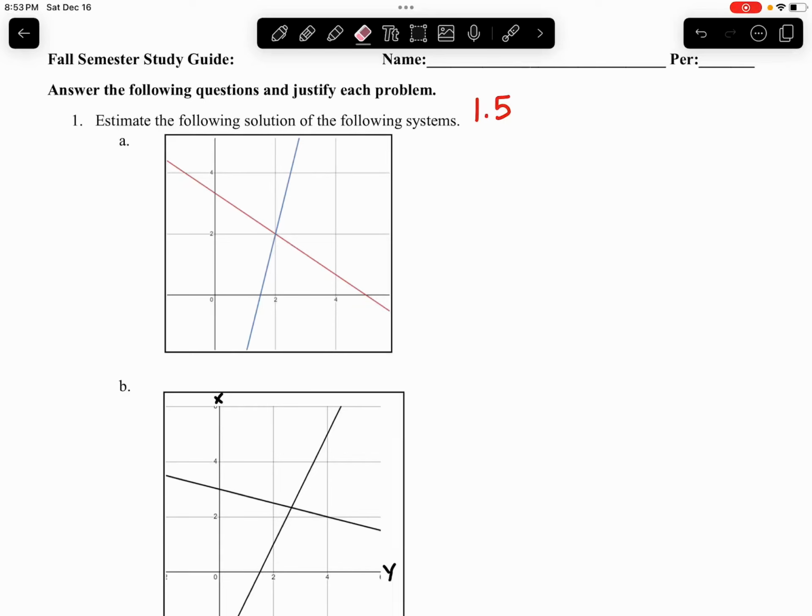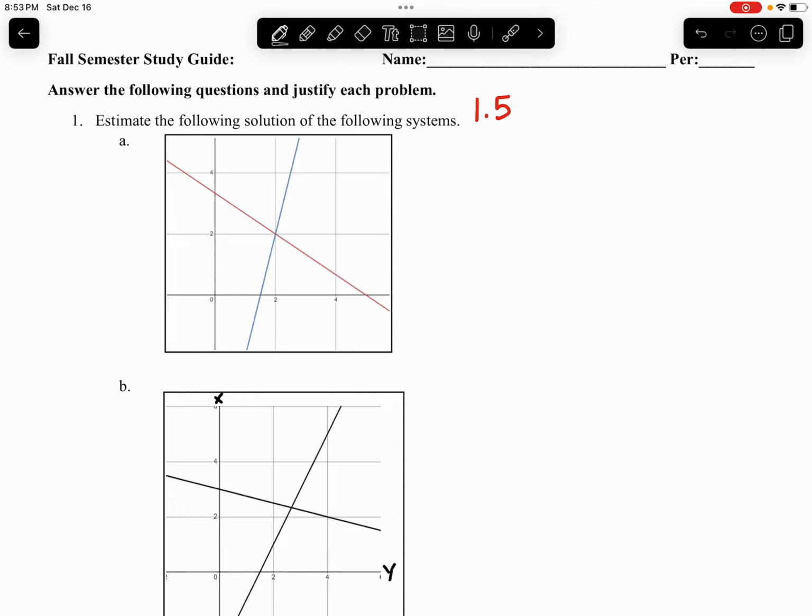Okay, so I'm gonna go over the fall semester study guide. I'll only do one problem for each section. So for number 1, estimate the solution of the following systems.